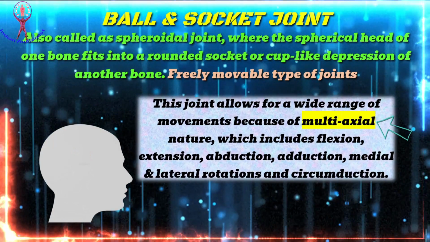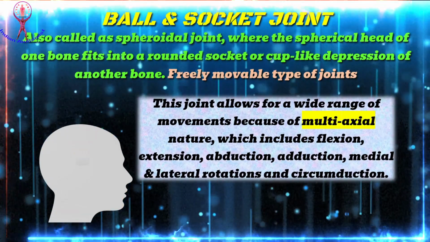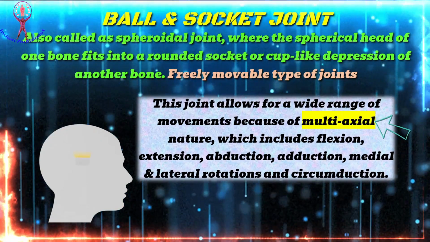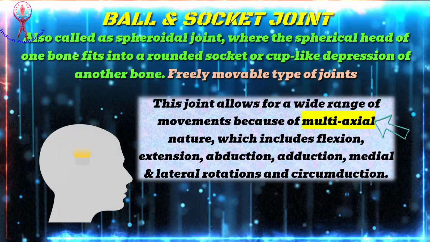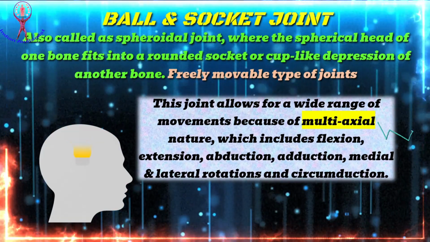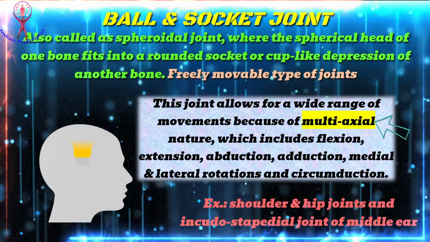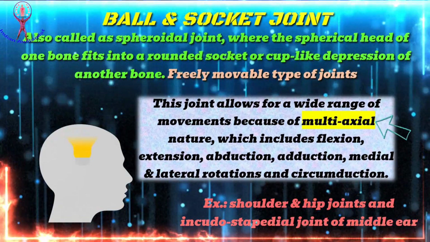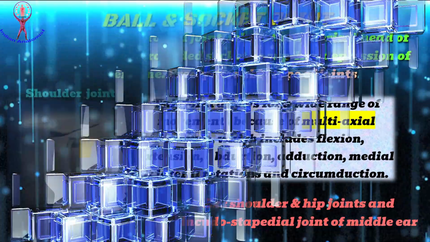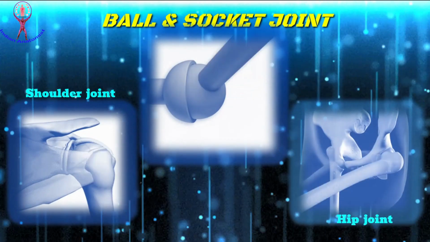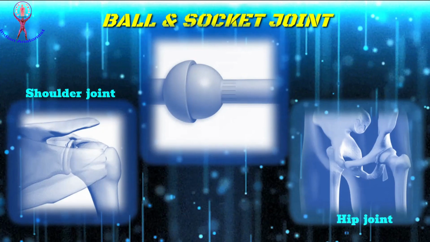This joint allows for a wide range of movements because of multi-axial nature, which includes flexion, extension, abduction, adduction, medial and lateral rotations, and circumduction. The beautiful examples for this joint are shoulder joint, hip joint and incudostapedial joint of middle ear cavity. This accompanying visual representation depicts the examples of ball and socket joints.